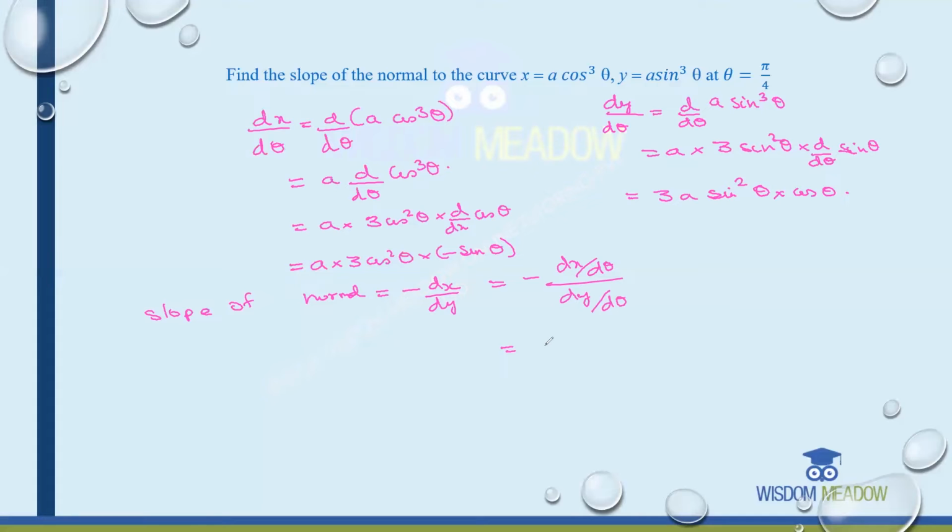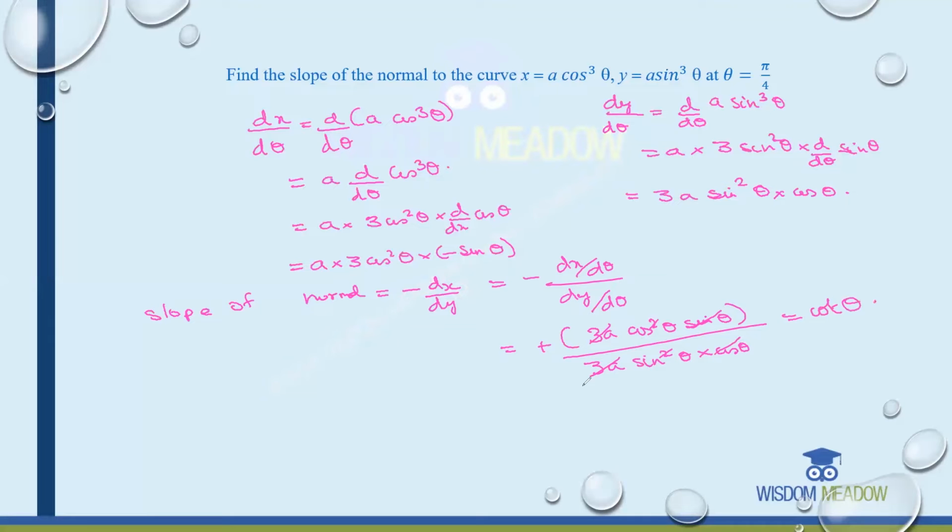Minus dx by d theta is going to be minus of 3a cos square theta into minus sine theta. So that's a minus of minus, which becomes plus sine theta, over 3a sine square theta into cos theta. 3a gets cancelled, one of the sine gets cancelled, one of the cos gets cancelled, and you end up with cot theta.